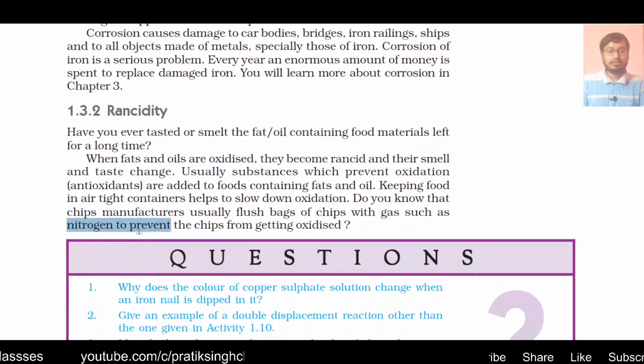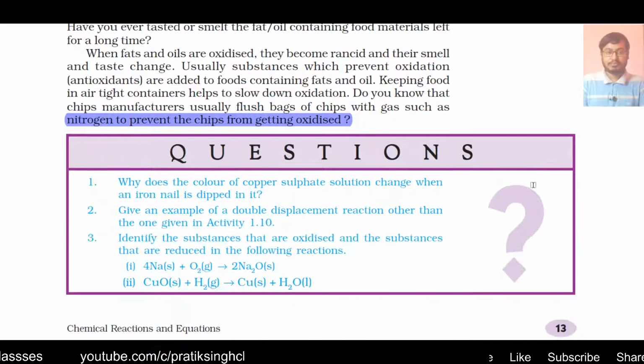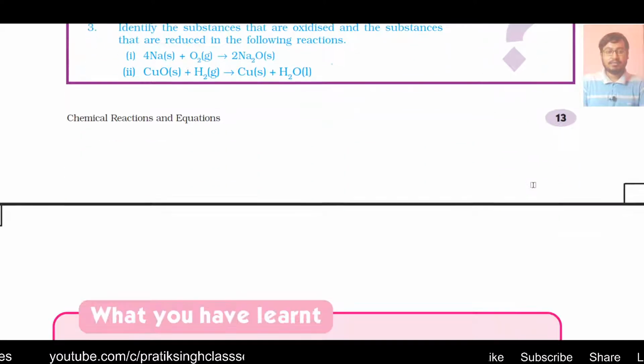So whenever you purchase a 5 rupee packet of chips, Lays, Kurkure or anything, it contains just very few slices of chips but a very huge amount of gas, and that gas is nitrogen. Don't ever smell it. Fine, so here are some questions.